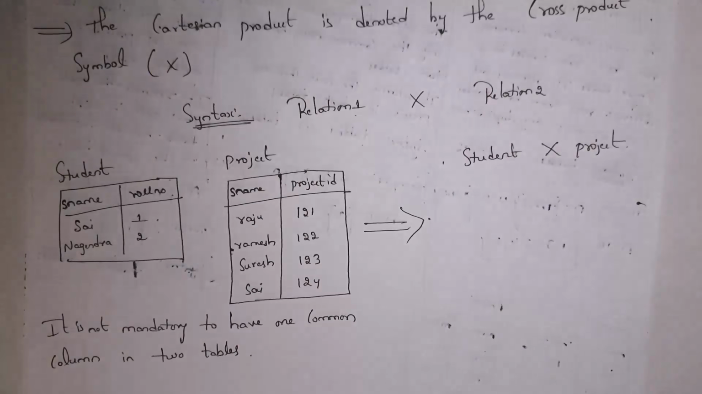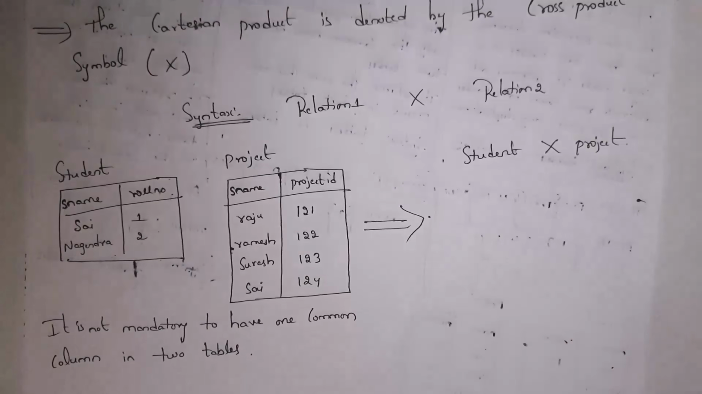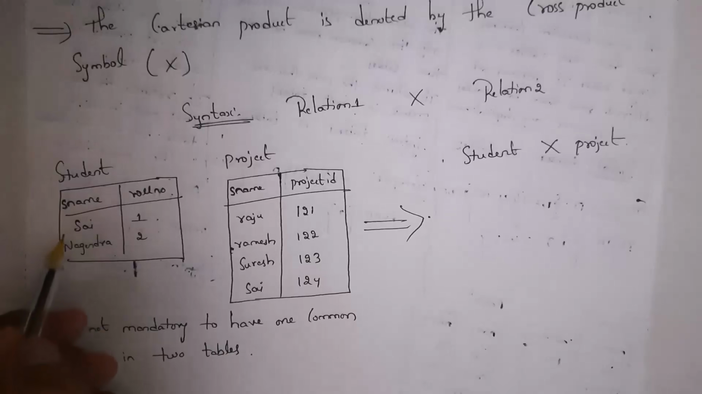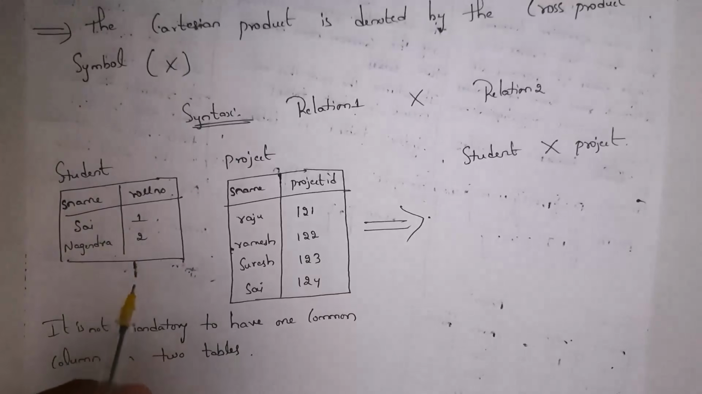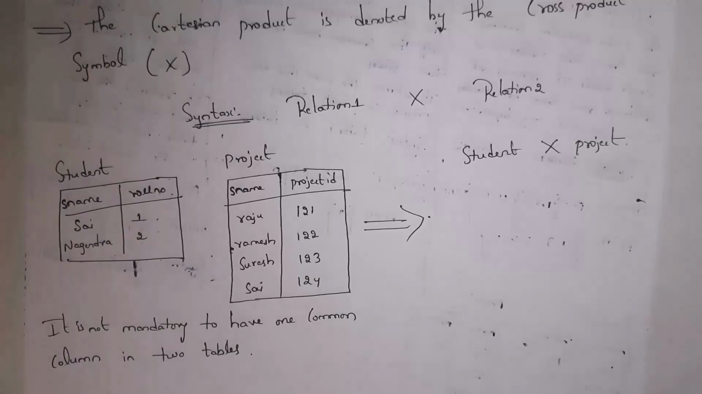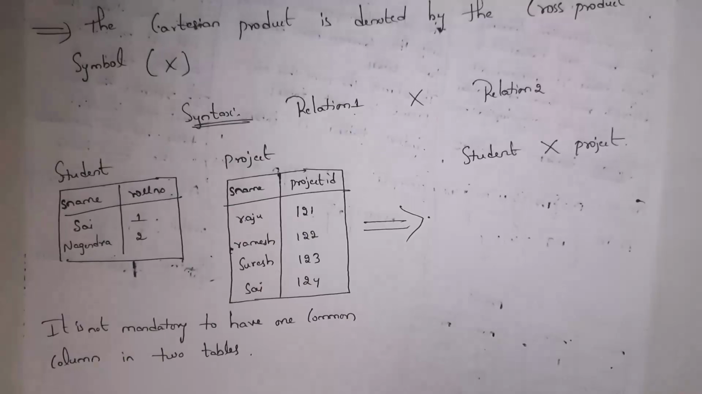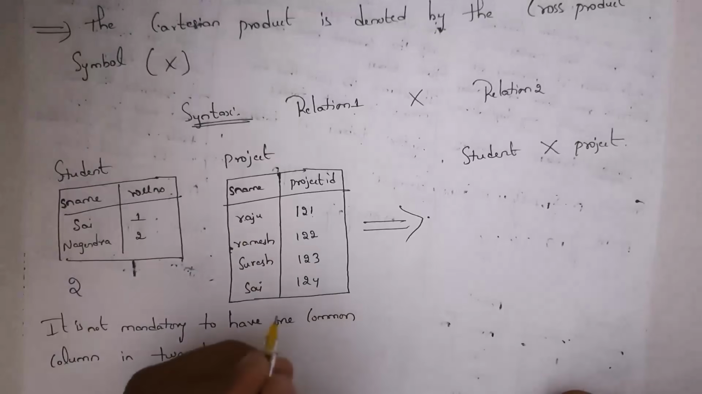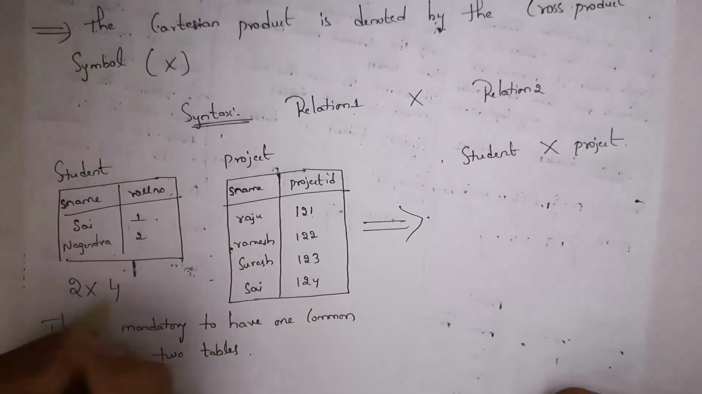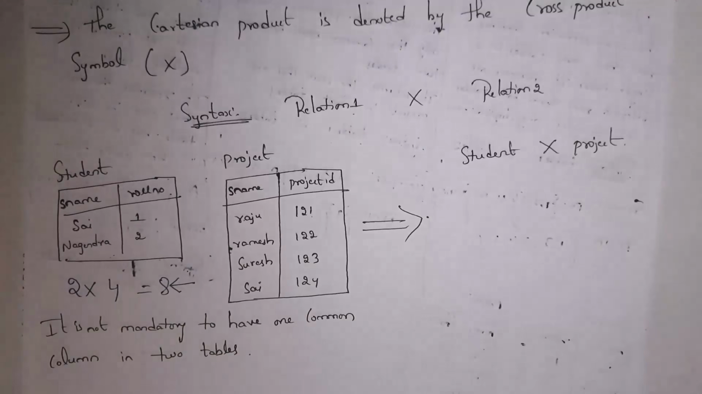For example, there are 2 tables. One is student table and next one is project table. Guys, student table contains two records. Its name Sai roll number 1 and Nagendra roll number 2. Total there are two records. And similarly, project table contains four records. Its name Raju, project ID 121. Similarly, Ramesh 122, Suresh 123 and Sai 124. Here total there are two records and here total there are four records. So 2 into 4, that is 8 records. Total this Cartesian product will produce 8 records as output.